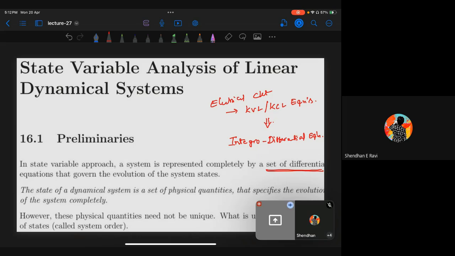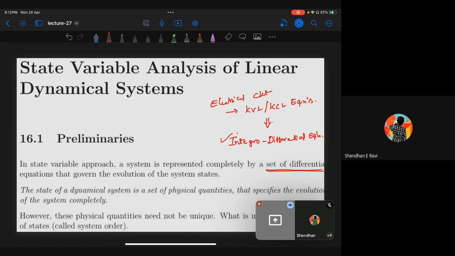Okay, so now any system, whether it is an electrical system, mechanical system or social system, any system, their operations or their behavior we can write in terms of integro-differential equations.